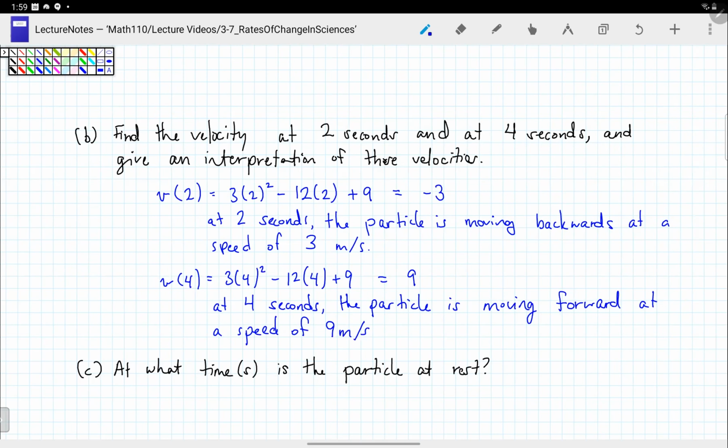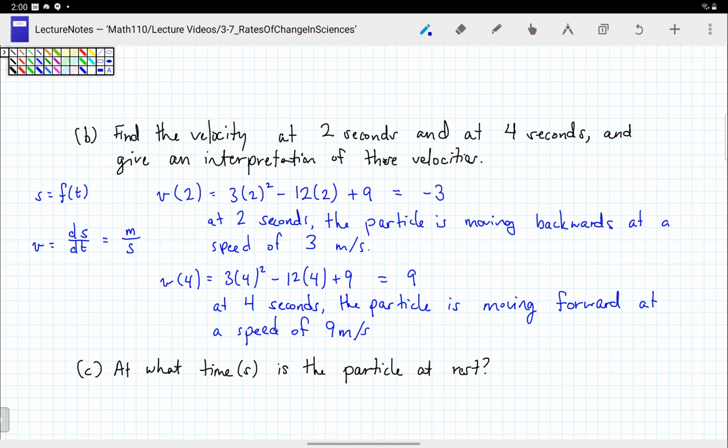And I just want to remind you about these units. The velocity is the change in position over time, where s is your position function. For some reason, in calculus, we like to use s as position. And the units for s are meters, and the units for t are seconds. Okay, so it's meters per second.